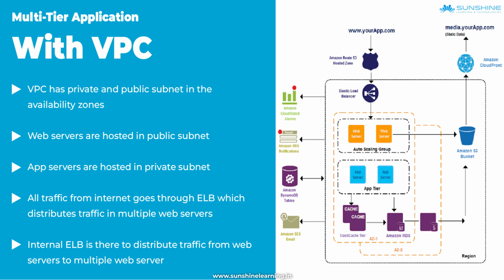So this is an example of a multi-tier application with VPC, but it is not serverless. It is with servers, because here there are instances that are created. There is no usage of Lambda functions or the API gateways.